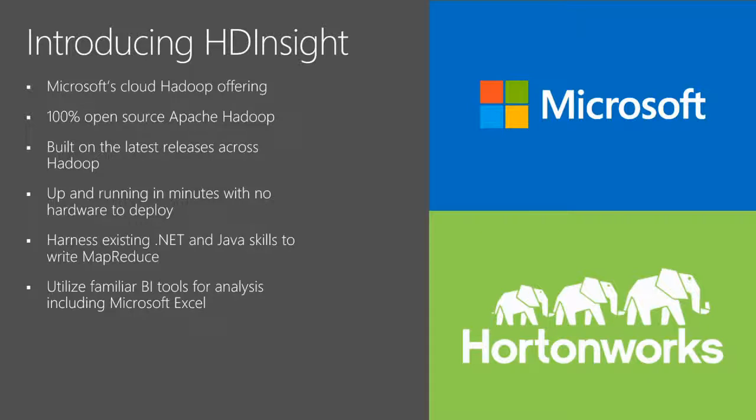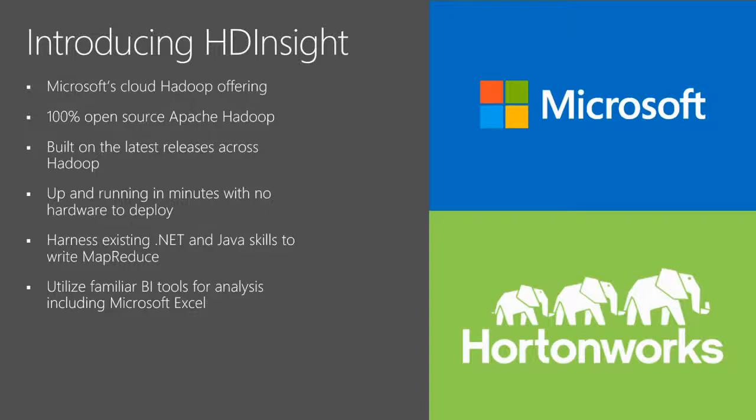Introducing HDInsight. So HDInsight is Microsoft's cloud Hadoop offering. It's 100% open source Apache Hadoop. This doesn't mean that Microsoft is just taking what's out there open source and putting it on. We actually contribute back to the original source, the open source trunk, I would say, of where Apache Hadoop is stored. It's built on the latest releases, so you'll expect to find the latest releases on the HDInsight clusters. You're up and running in a minute. So in 15 to 20 minutes, you have a 200-node Hadoop cluster, which is amazing, phenomenal.